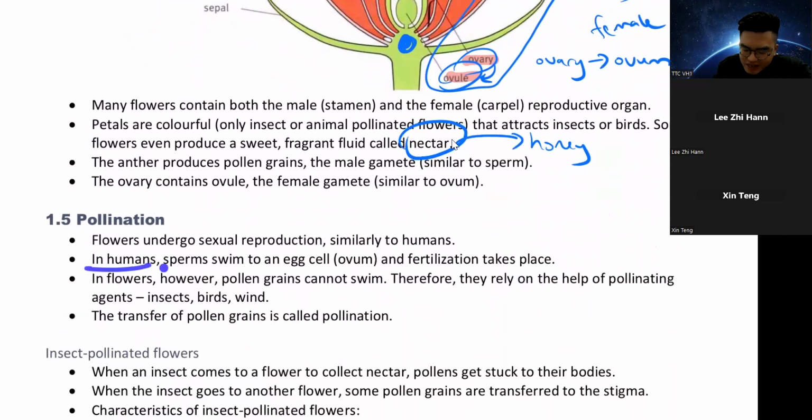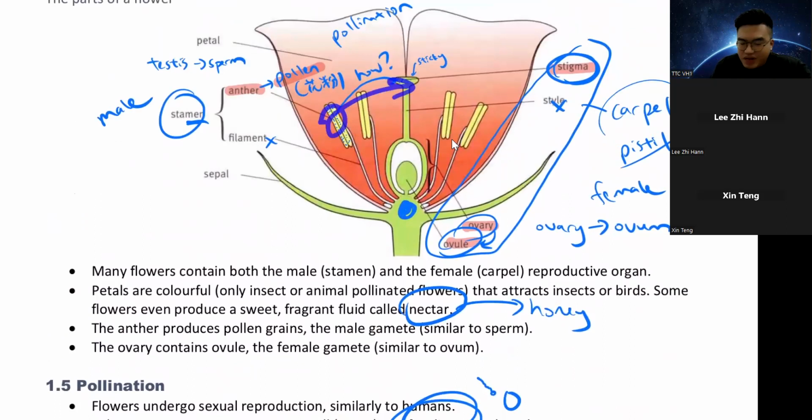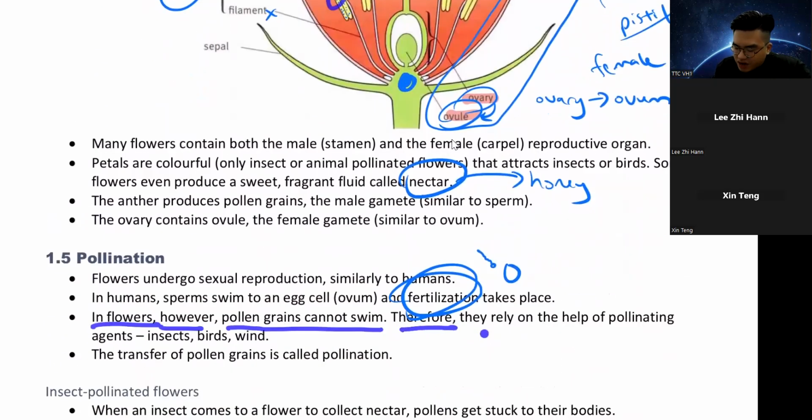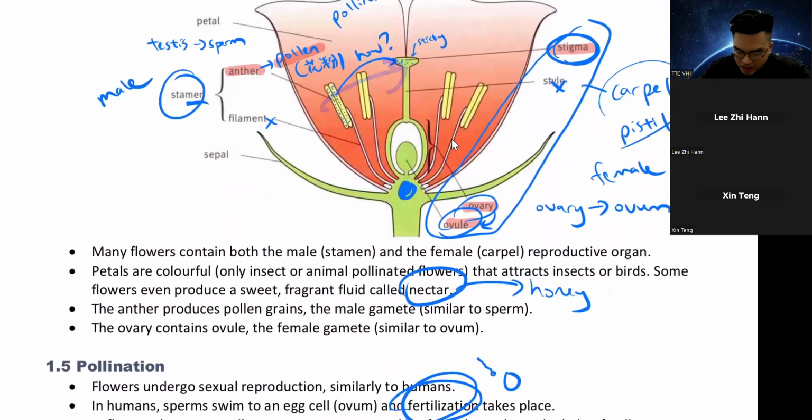So in humans, sperms swim to an egg cell or the ovum, and fertilization takes place. You remember what fertilization is? This is when sperm and ovum combine together. In flowers, however, pollen grains cannot swim. There's no water here. Therefore, they rely on the help of a pollinating agent. This process is called pollination.